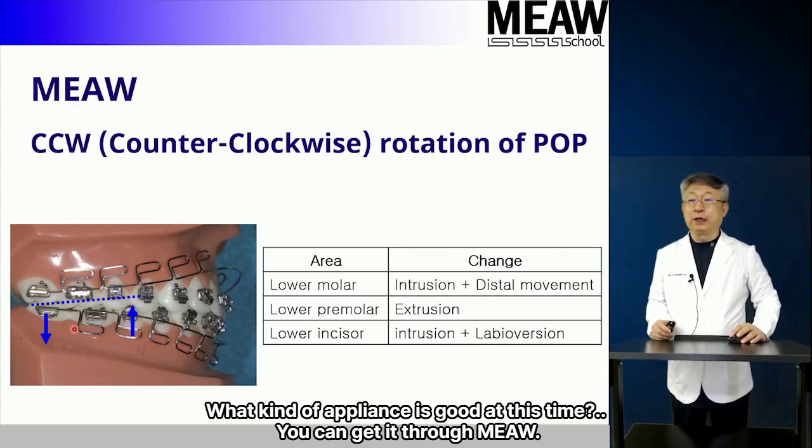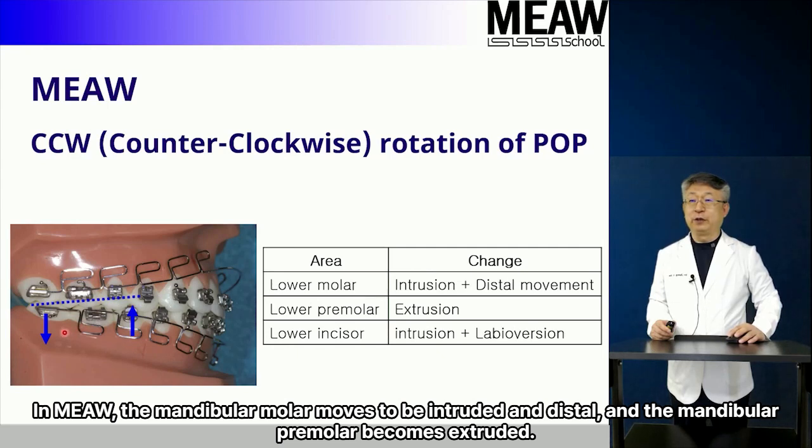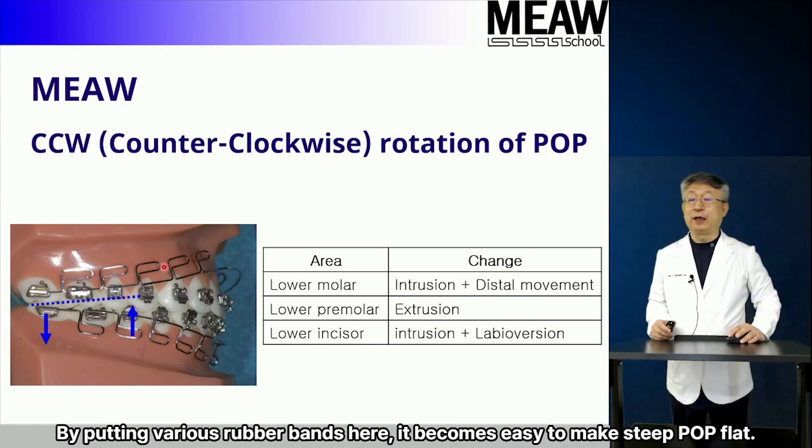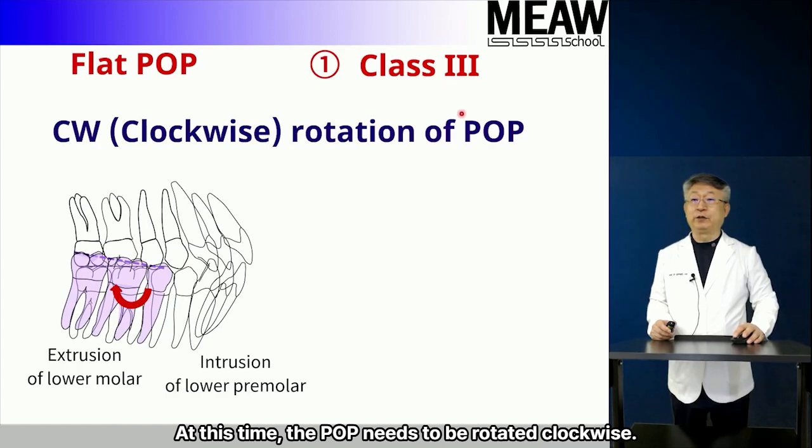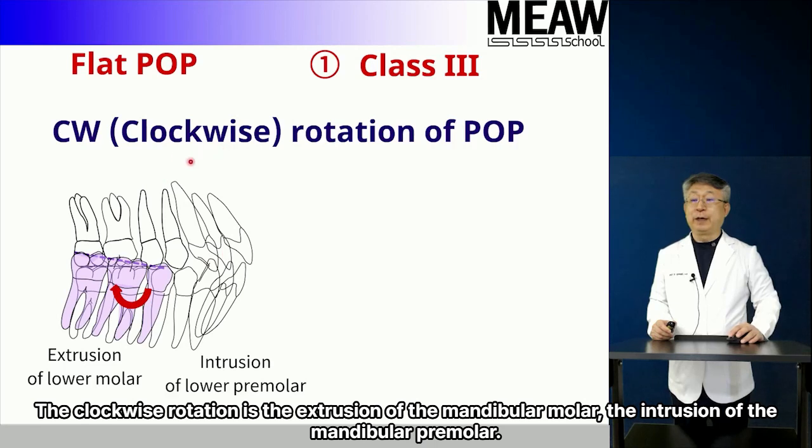What kind of appliance is good at this time? You can get it through MEAW. In MEAW, the mandibular molar moves to be intruded and distal, and the mandibular premolar becomes extruded. By putting various rubber bands here, it becomes easy to make steep POP flat. Flat POP is closely related to class 3 malocclusion. At this time, the POP needs to be rotated clockwise. The clockwise rotation is the extrusion of the mandibular molar and the intrusion of the mandibular premolar.